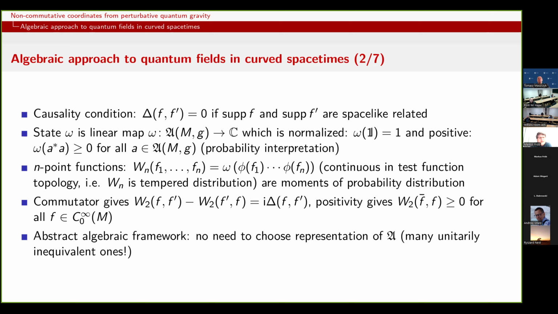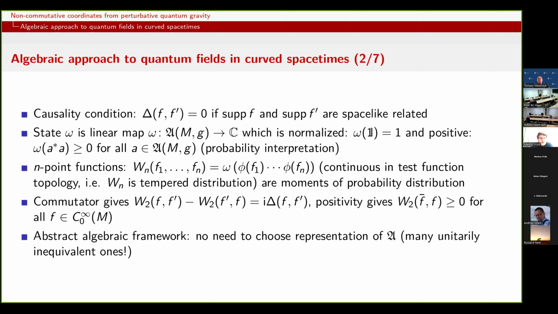And then another thing that one can check is that the commutator function can be obtained as a difference between two two-point functions, namely the one of f and f prime, and the one with the arguments switched. So this is another condition on the state. The state is not totally arbitrary. And the positivity condition in particular tells us that the two-point function must be a distribution of positive type.